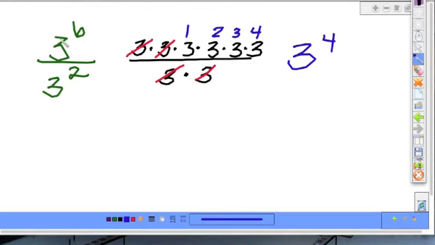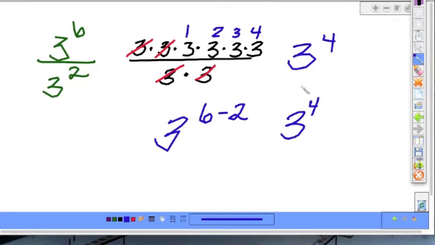If you have the same base number, which we do in this problem, you write the base number 3, and now you're going to subtract. So it's 6 take away 2, which gives you 3 to the 4th. Notice I got the same answer each time. So if it helps you to write them all the way out and cross them off until one of them's gone, that's fine. Or you can just remember to subtract.